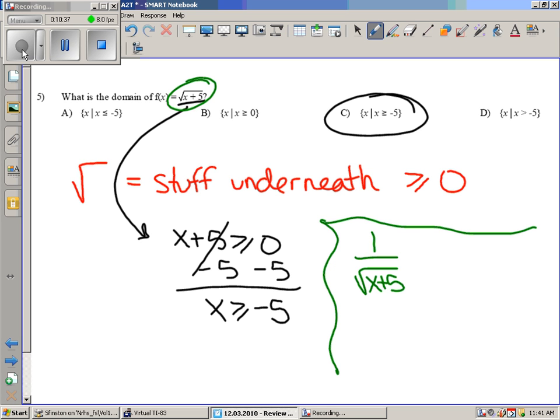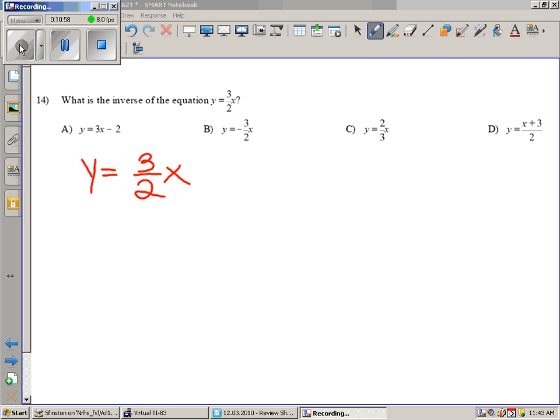Okay? The only way the problem would change is that now x plus 5 has to be greater than 0 because it's in the bottom of a fraction. You get it? And the denominator of a fraction can never be 0 itself. So that's the only way this problem would change. And if I were you, I'd remember that today.